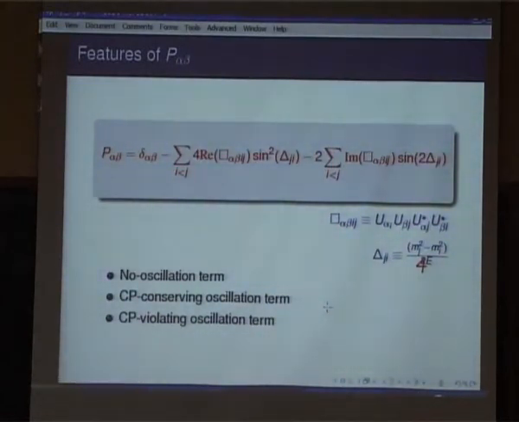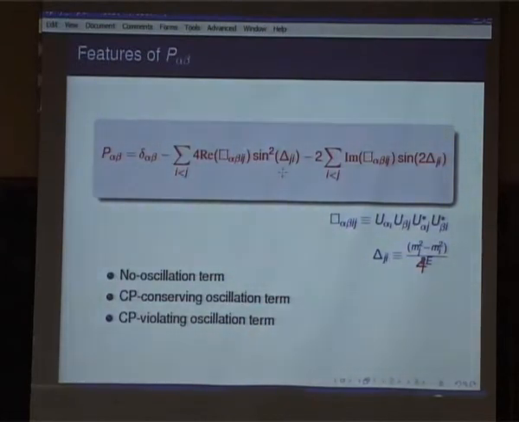Therefore, this can be looked upon as three different terms. The first term is the no-oscillation term. It tells you that if alpha equals beta, you will get 1. If alpha is not equal to beta, you get 0. So at t equal to 0, this is what you will get. The second term depends only on the real part of this packet.